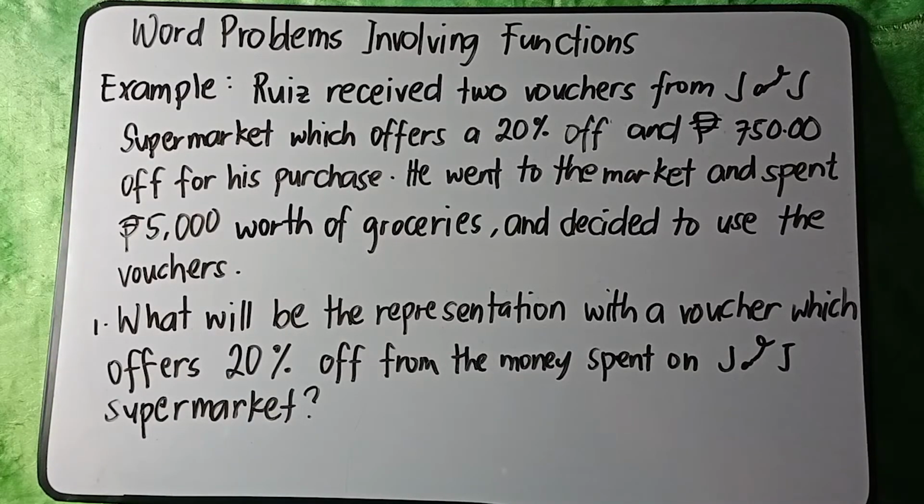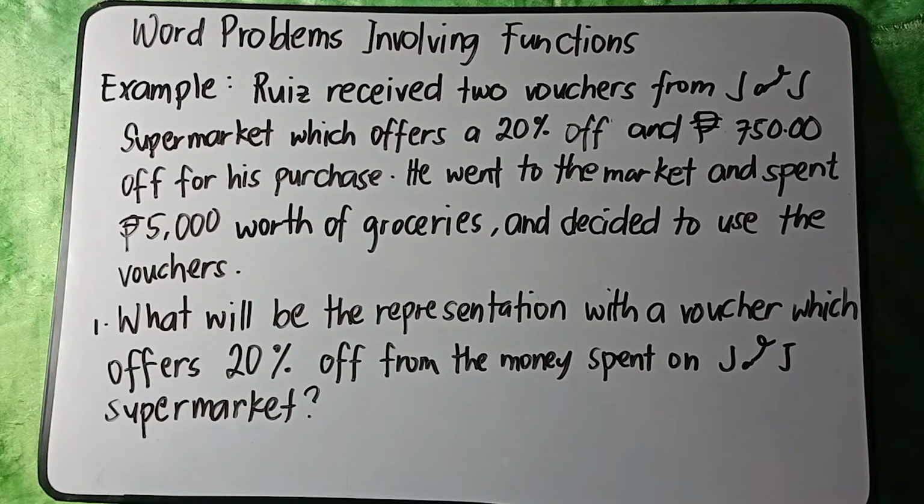For our lesson 4, which is word problems involving functions, let us have this example. Ruiz received 2 vouchers from J&J Supermarket, which offers 20% off and 750 pesos off for his purchase. He went to the market and spent 5,000 pesos worth of groceries and decided to use the vouchers.